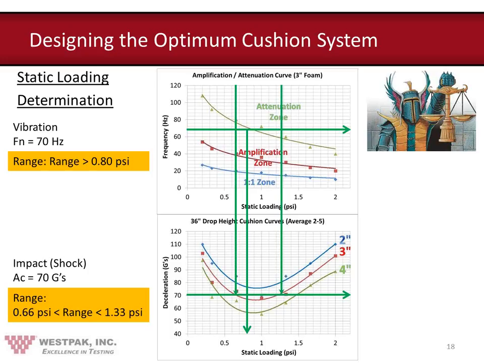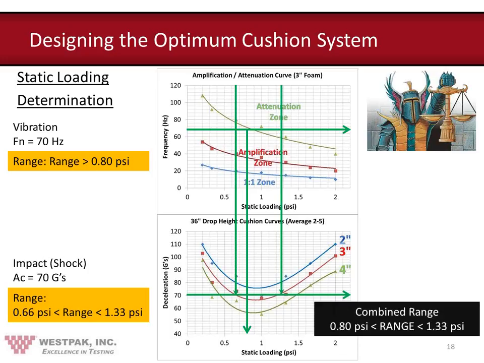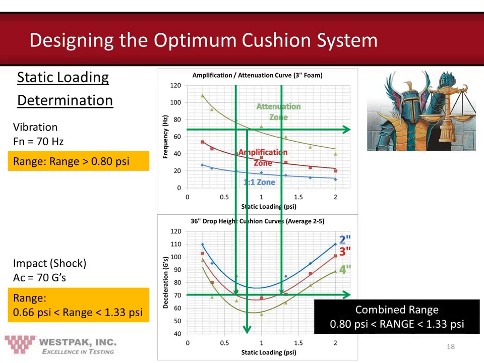But if we do our due diligence, we could actually go with the 3-inch foam, and that's what we're going to do. So combining both the vibration and the shock curves and the values, we get a workable range of around 0.8 psi to 1.33 psi. So theoretically, if you load your cushion system anywhere between there, you should be safe.